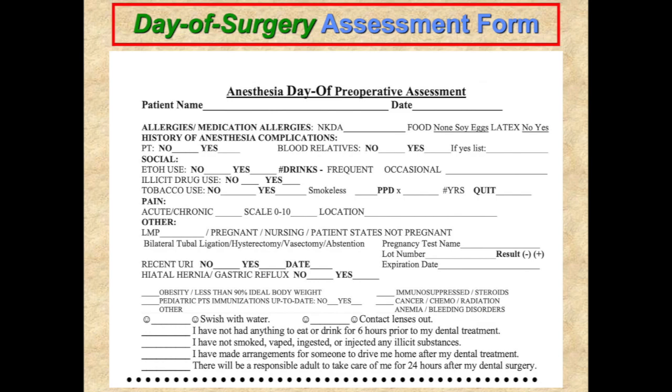Under social, we want to know how much ETOH, or ethanol, or alcohol that they drink. And after you ask them what they drink, we were told in school to double that amount. So if they're drinking a 6-pack or a 12-pack of beer over the weekend, you can pretty much double that. I've got to know if they're using any illicit drugs. I never report anybody. We don't do it for that reason.